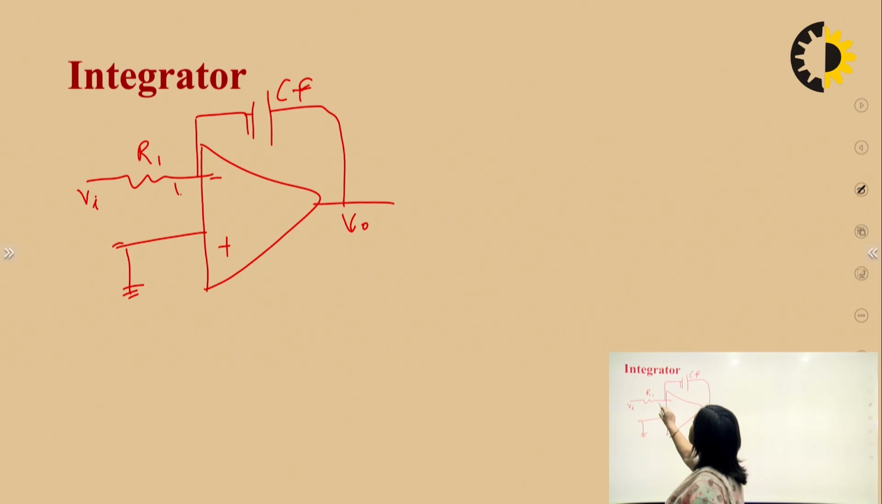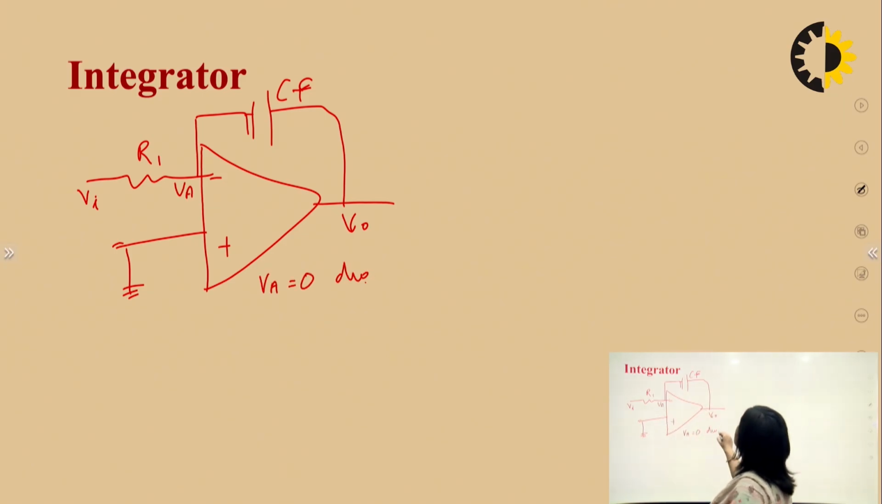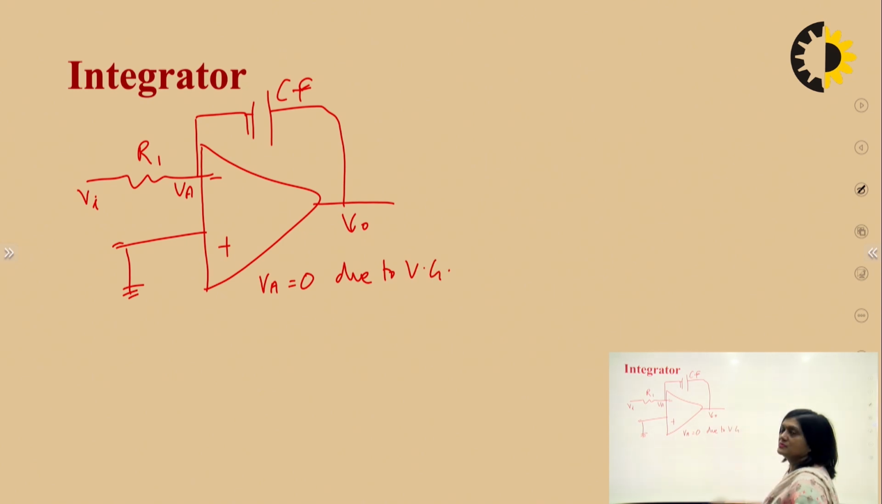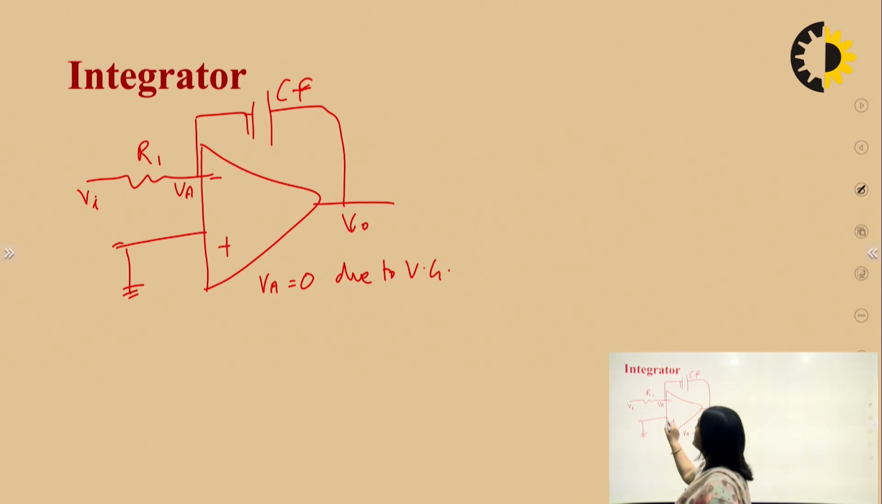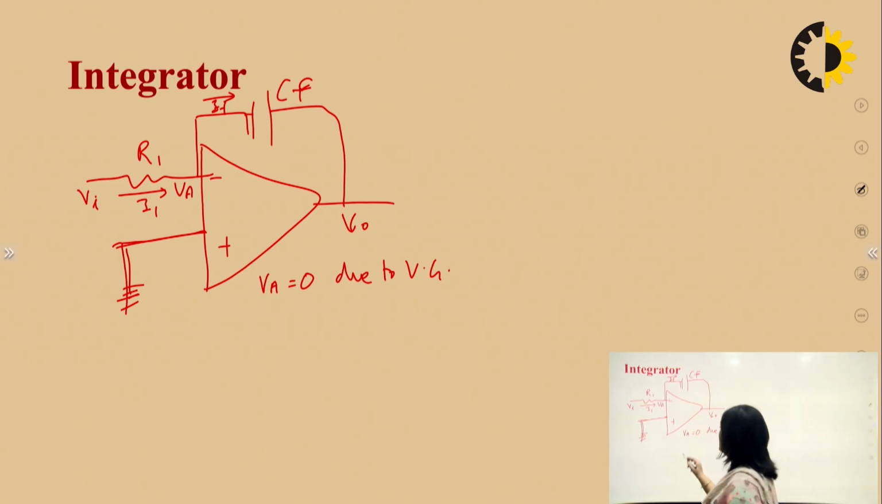Now this is the VA point. The potential at VA is 0 due to the virtual ground concept, because this terminal is grounded. Now this is your I1 and this is your IF. So I1 would be equal to IF, because an ideal op amp does not draw any current.